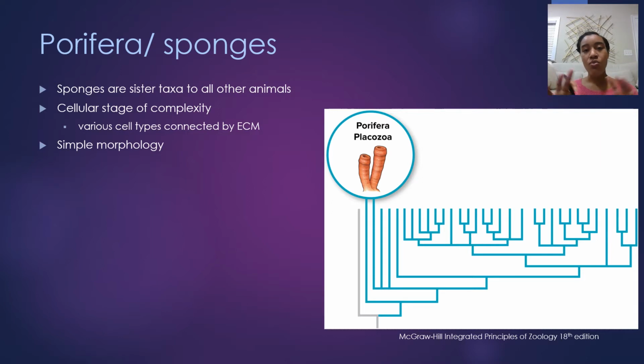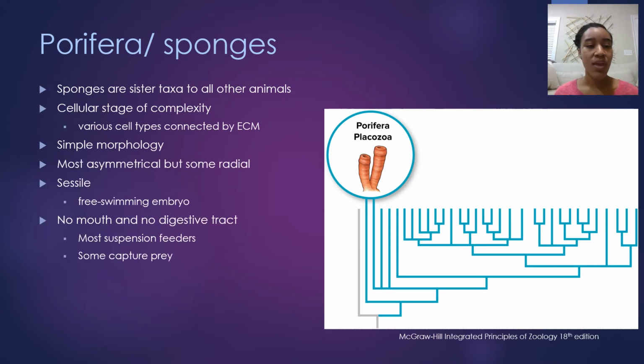They're composed of a whole bunch of different individual cells that are associated with each other through an extracellular matrix, but each cell is still independent. And they have very simple morphology, so they're not complicated animals to follow. They do have various different shapes, but they're pretty simple. Most are asymmetrical, but some can be radial.